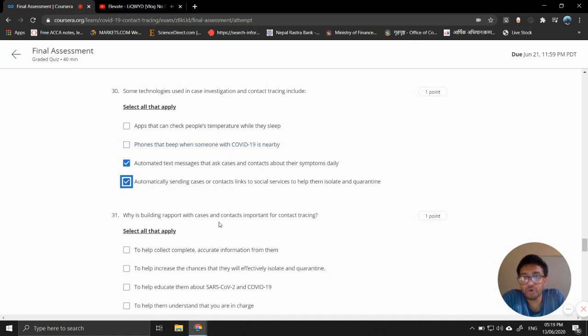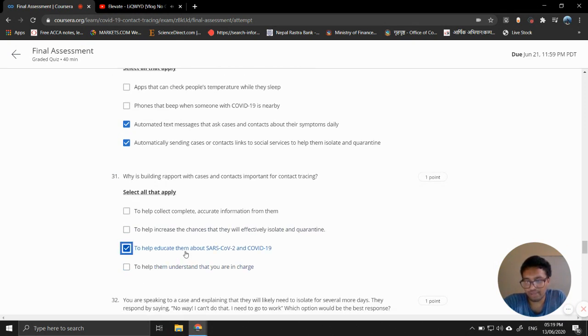So why is building rapport with cases and contacts important for contact tracing? It's basically to help educate them about SARS and COVID, and to help increase the chances that they will effectively isolate and quarantine. Your third objective is to help collect accurate information from them.